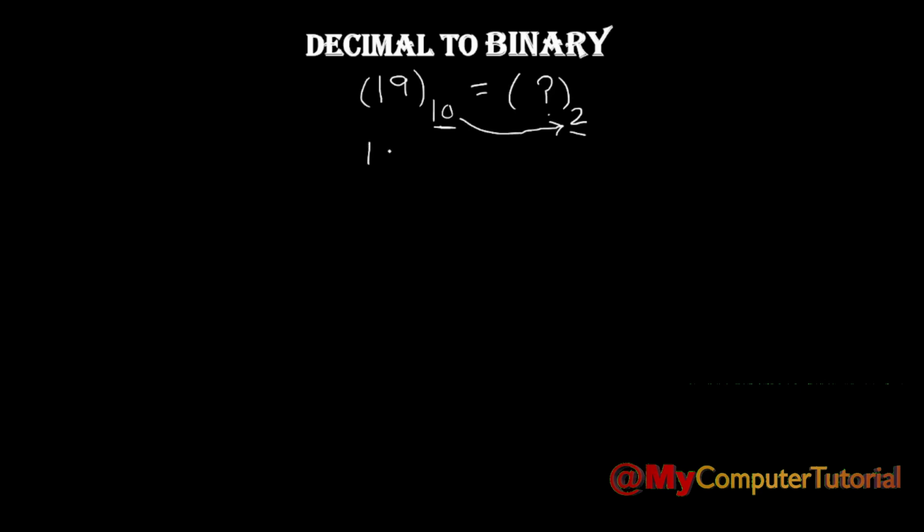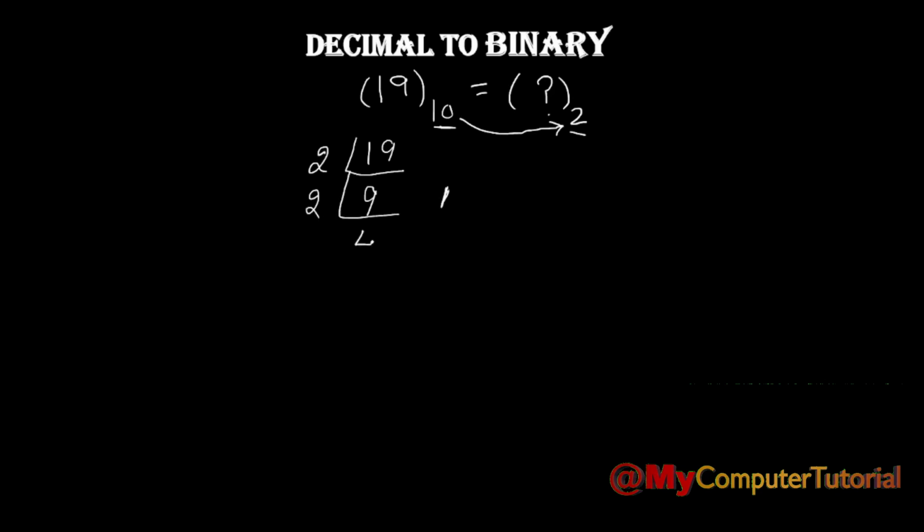So take the given number and divide it repeatedly by the base of the number system where we want to go, that is 2. So divide it by 2. 2 9s are 18, so 1 is the remainder. All remainders should be written in front of it.